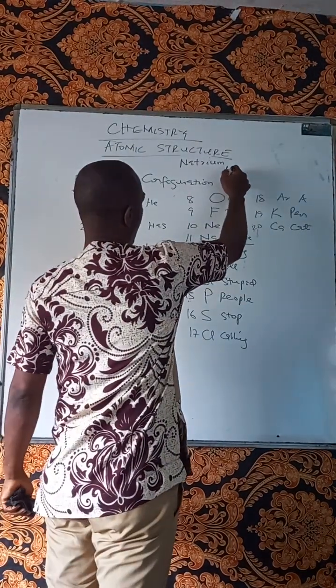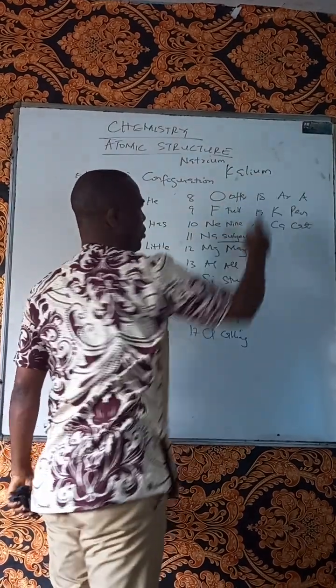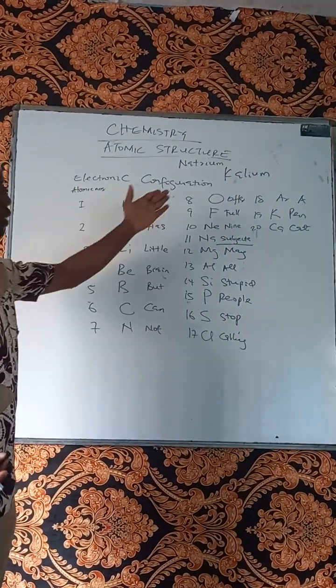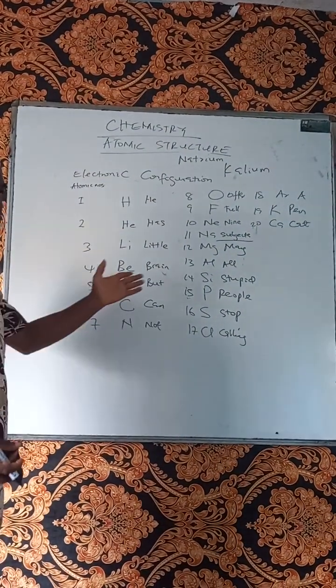Potassium is from the Latin word called kalium. Now we have K, and then calcium. So I hope you have this. You have your jotter, you can put them down.